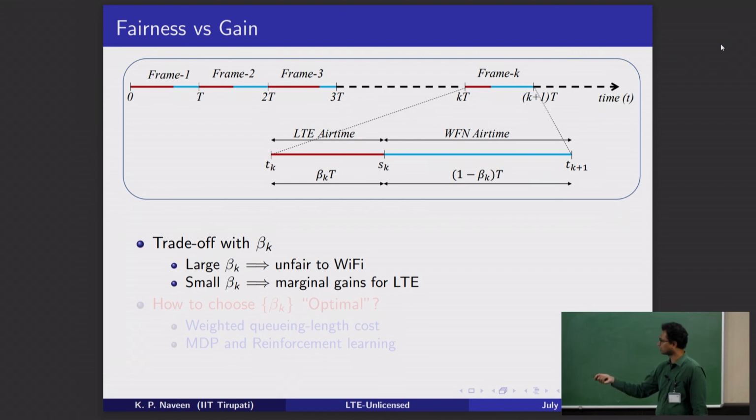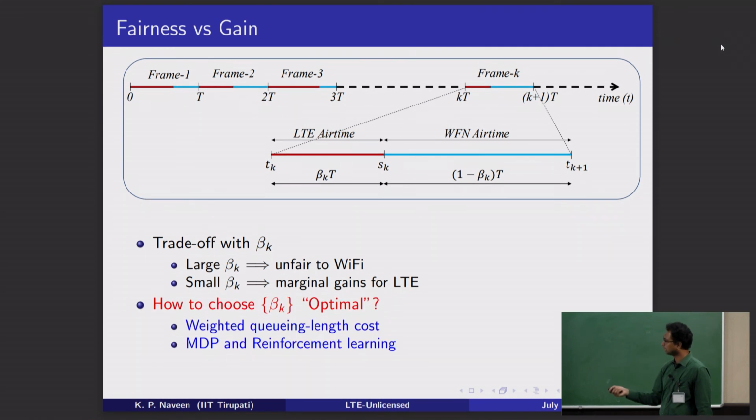Of course there is a trade-off. If you choose a large value of beta k, you are unfair to Wi-Fi. A large value of beta k means LTE will get all the throughput in that band and Wi-Fi will not get any time to transmit. But you have to make sure that users connected to Wi-Fi also get some throughput, otherwise it's not fair. A small value of beta k will give more time to Wi-Fi, but LTE is going to lose in the process and will not get any throughput, so the whole purpose of LTE unlicensed is lost.